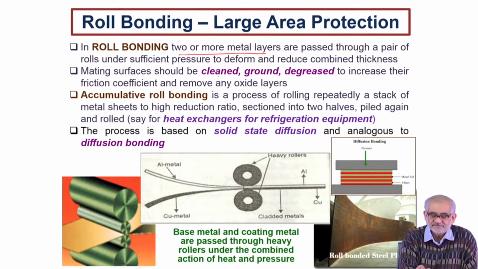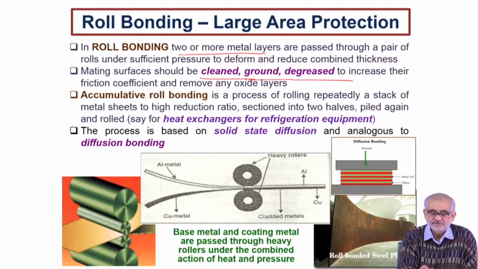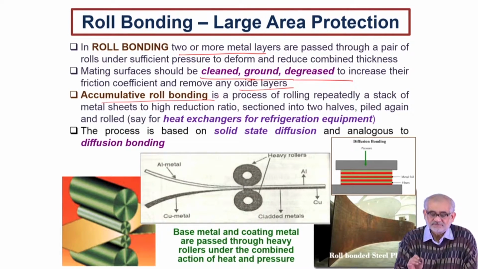So the mating surfaces should be very well cleaned, ground, degreased to increase the friction coefficient, and any amount of oxide layer or compound layer has to be completely removed by either chemical or physical means. So now you actually do a roll bonding or a cumulative roll bonding when you push them into the roll. In fact, there's no necessity that all of them should have the same thickness. Actually, the layer to be coated has a much smaller thickness, typically a foil of aluminum, for example, can be rolled together on sheets of metal, even non-metal.